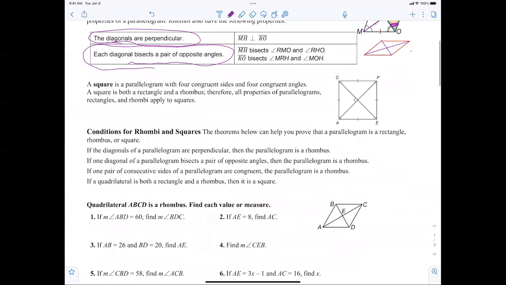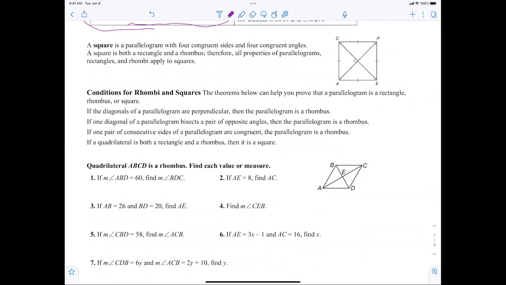All right. So now that we've discussed all that, we can say simply the conditions for a rhombus and a square. If the diagonals of a parallelogram are perpendicular, then it's a rhombus. If one diagonal of a parallelogram bisects a pair of opposite angles, then the parallelogram is a rhombus. So all you have to do is check for one diagonal. You don't have to check for both. And if one pair of consecutive sides of a parallelogram are congruent, then the parallelogram is a rhombus. And if a quadrilateral is both a rectangle and a rhombus, it is a square. Does that make sense? Hopefully.